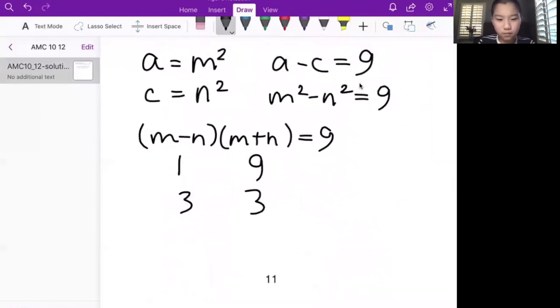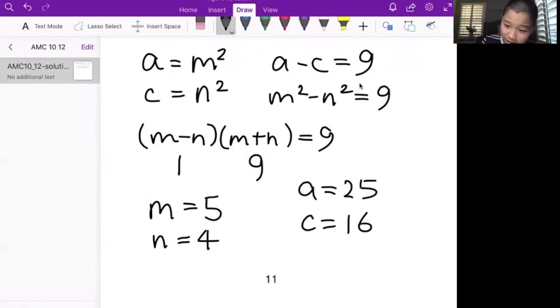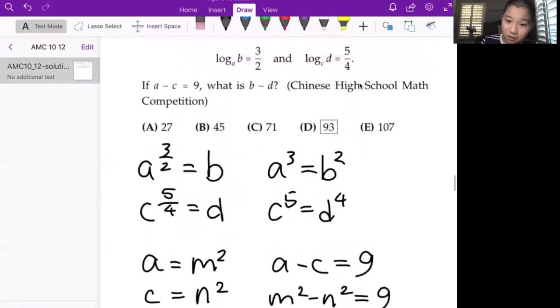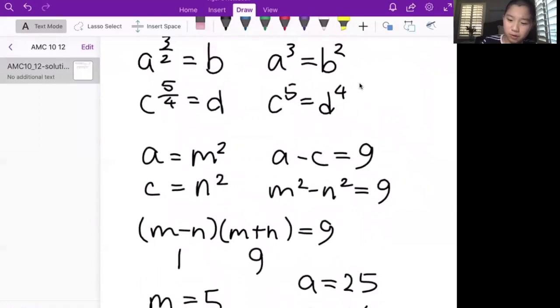So it must be the first case: m minus n equals 1 and m plus n equals 9. Then m equals the average, which is 5, and then n equals 4. So A equals 25, and then C equals 16. And you see that C is indeed a fourth power. So it says to calculate B minus D. And we know that A cubed equals B squared.